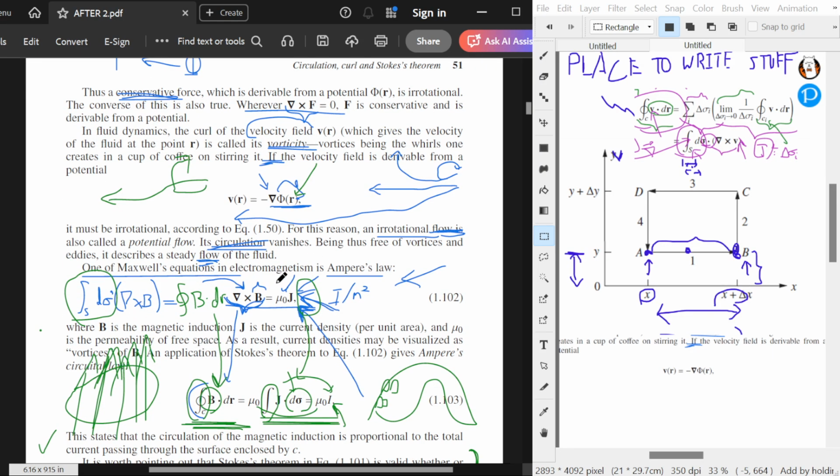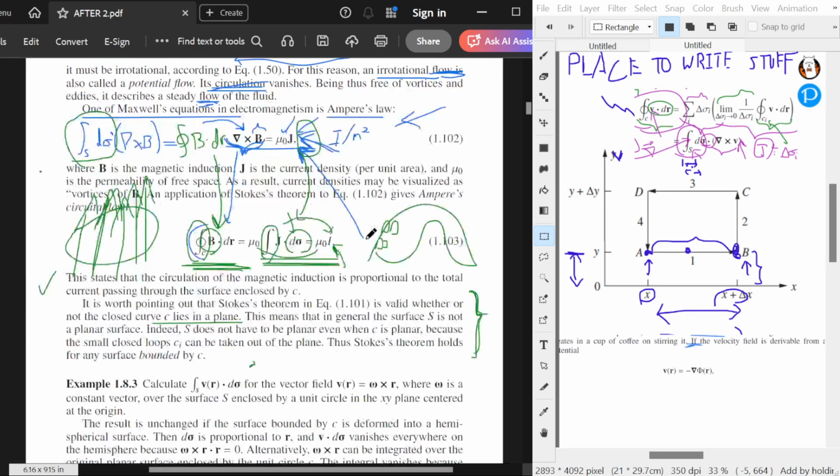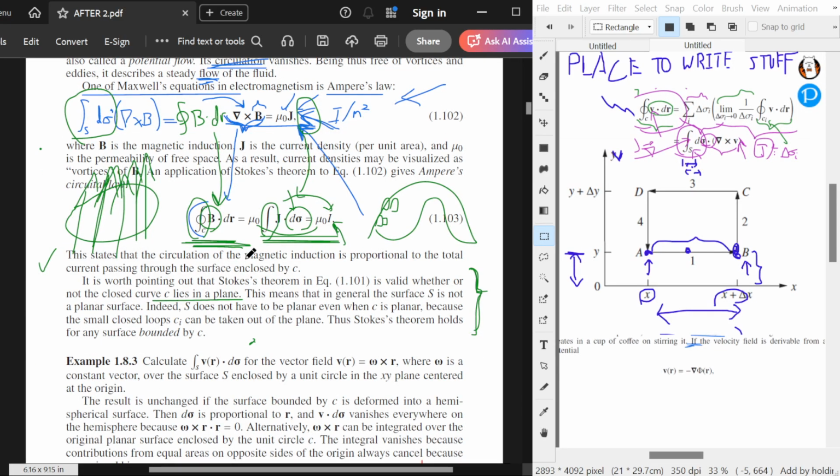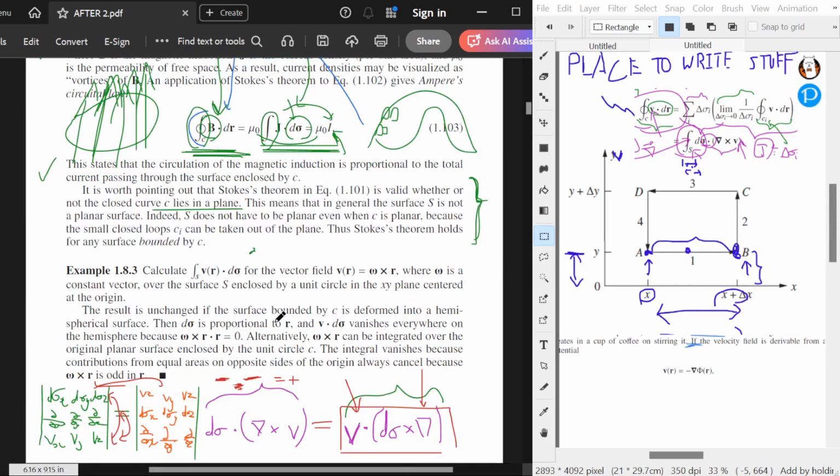Maxwell's equation has something like this. This states that the circulation of the magnetic induction is proportional to the total charge passing through the surface closed by C. It doesn't matter if it's a plane, because if it's a curved surface, as long as you go smaller and smaller, it'll turn into a plane, and then you just add up all the planes to get the total surface.